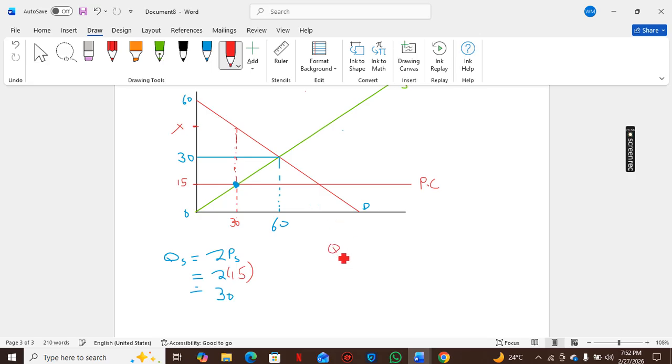So QD equals 120 minus 2 PD. Okay. Now, what's the price when the quantity is 30 units?